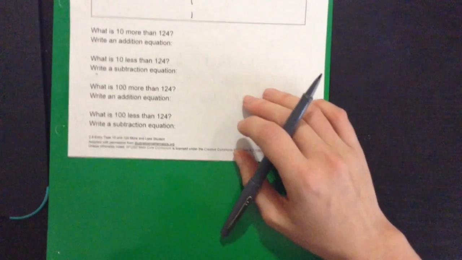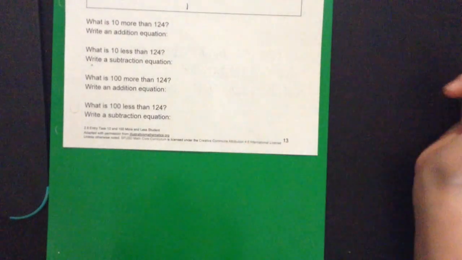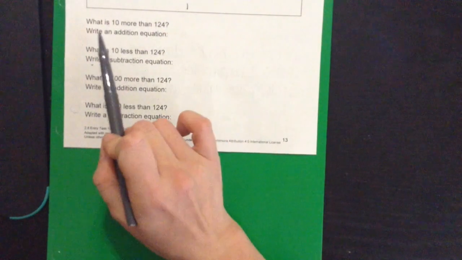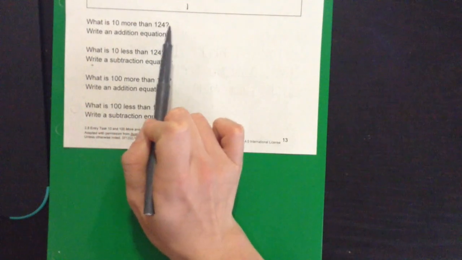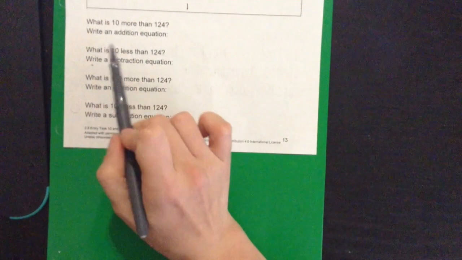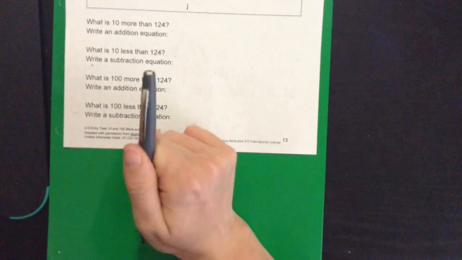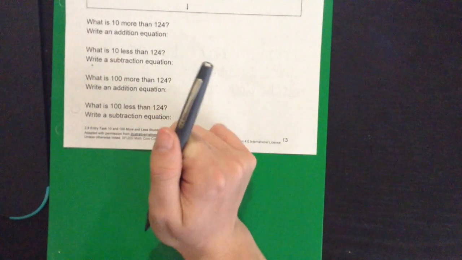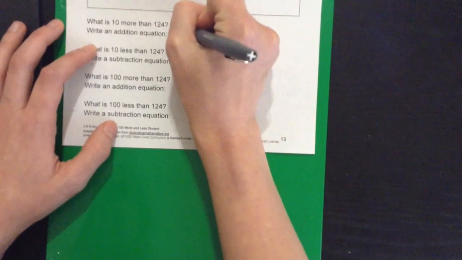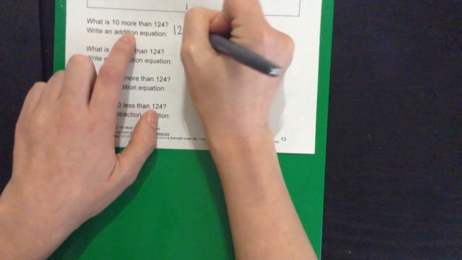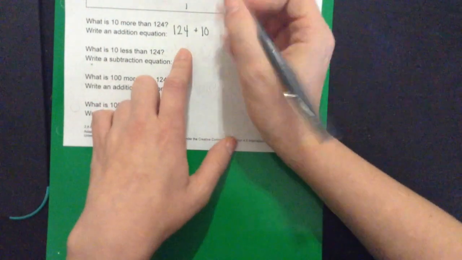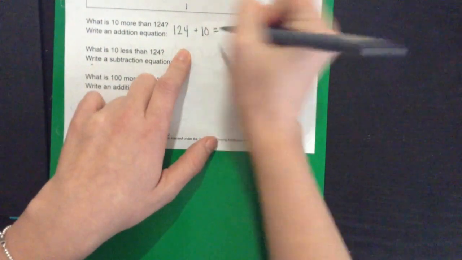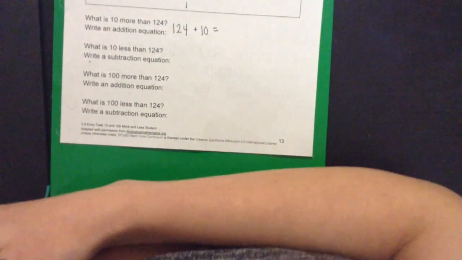Okay. On the bottom of this paper, there are some questions. So the first question says, what is 10 more than 124? Write an addition equation. So write the equation and then tell me the answer. Your equation will have the number plus 10, right? Because it's 10 more. We're adding 10 more onto 124. And then an equal sign with what does that equal?